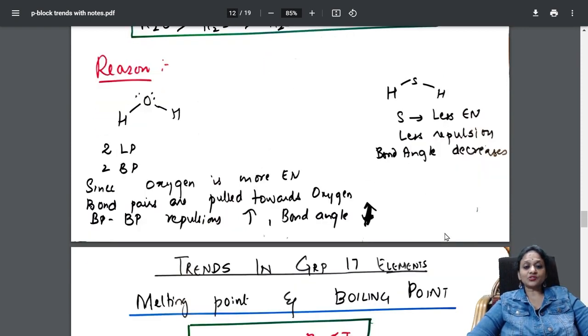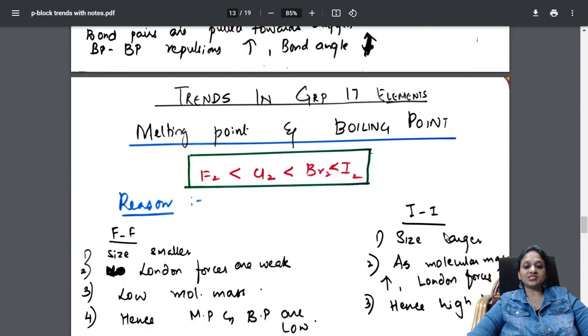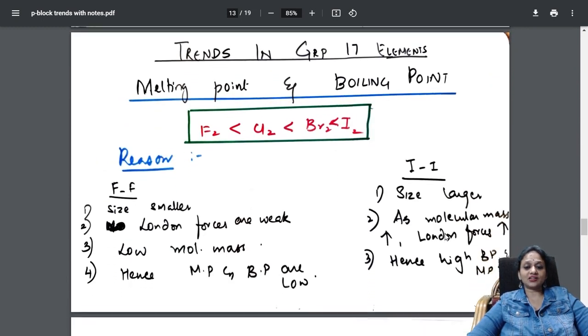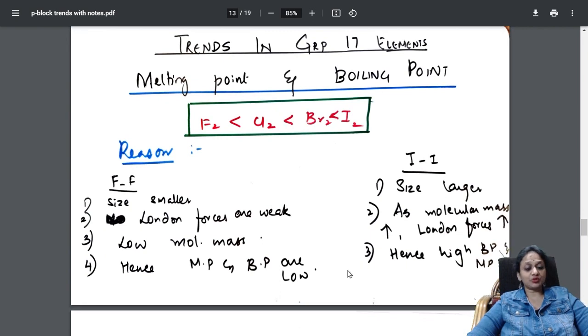Now slowly let's go into the trends of group 17. All right. So group 17, melting and boiling point. Why is fluorine melting point less compared to iodine? Reasons are mentioned here, both the cases.